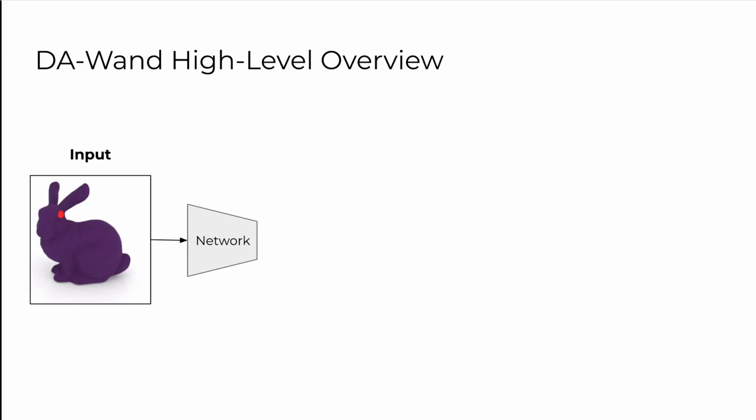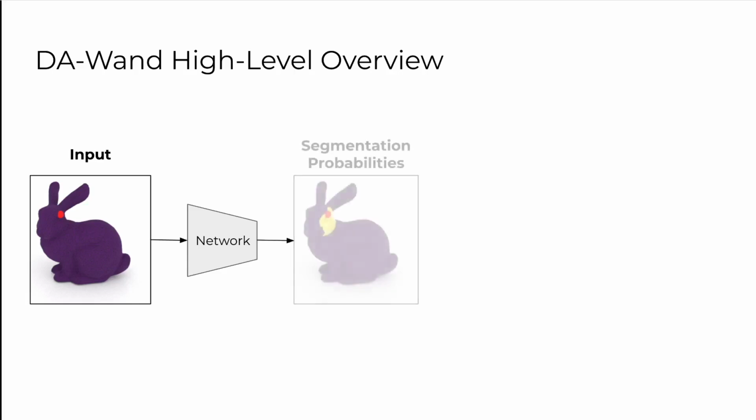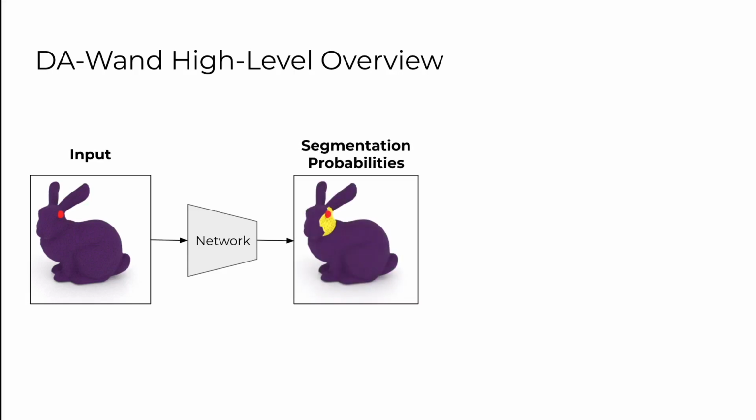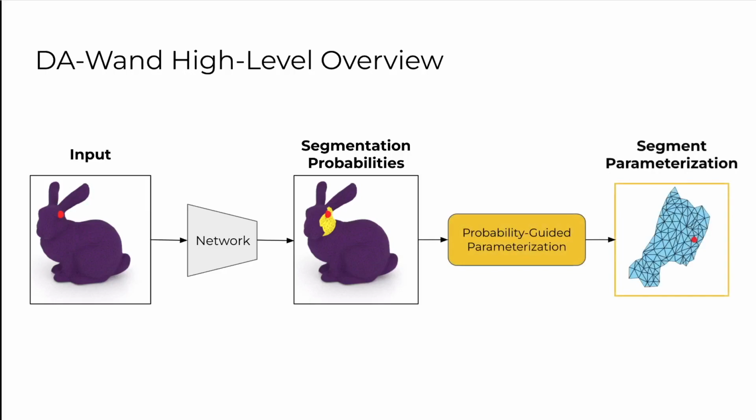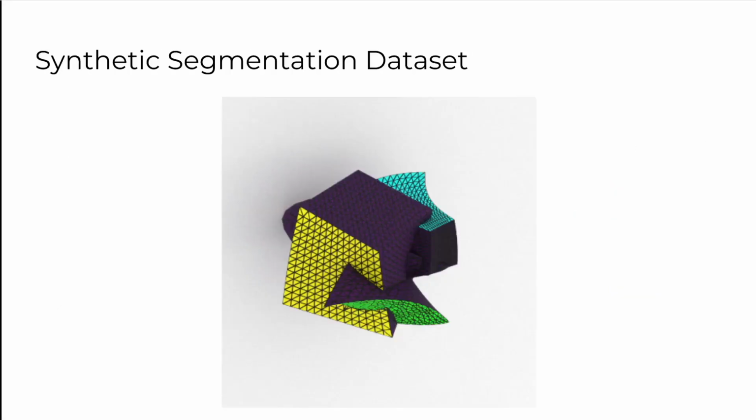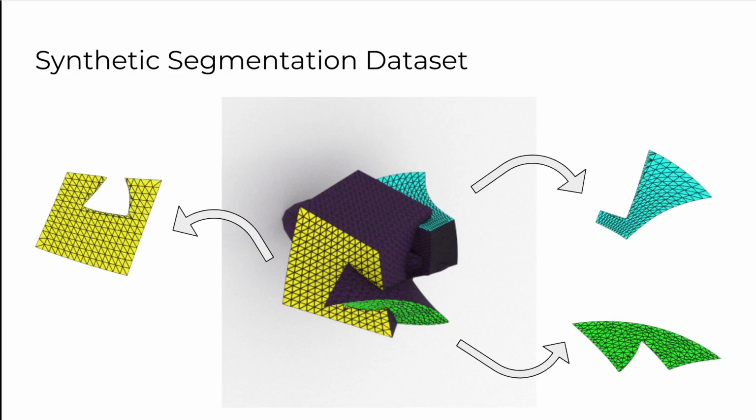We take a data-driven approach, where our network takes as input a triangle mesh and a user selection, and predicts a distortion-aware segmentation. We achieve this through a novel technique we dub probability-guided parameterization. We also introduce a method for generating a data set of shapes with near developable decompositions. Our technique allows for arbitrary generation of shapes with widely varying geometry.